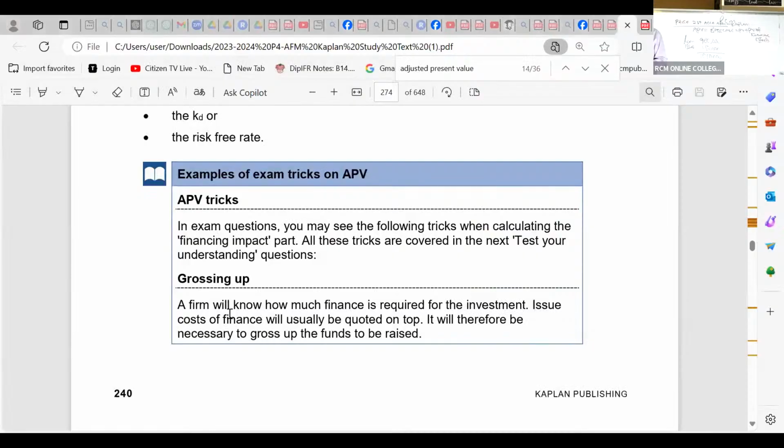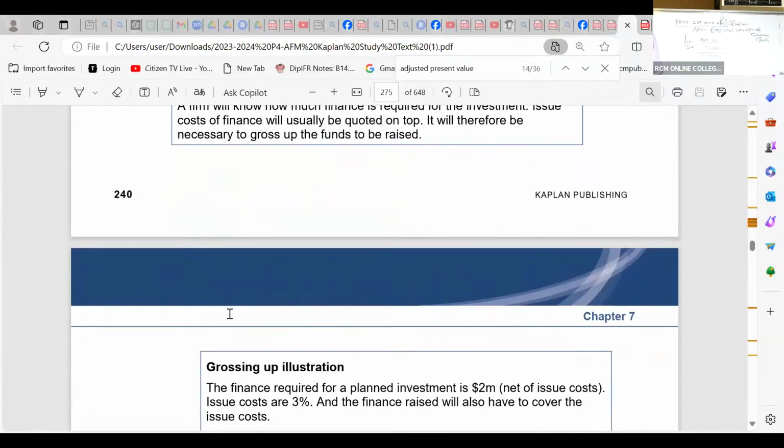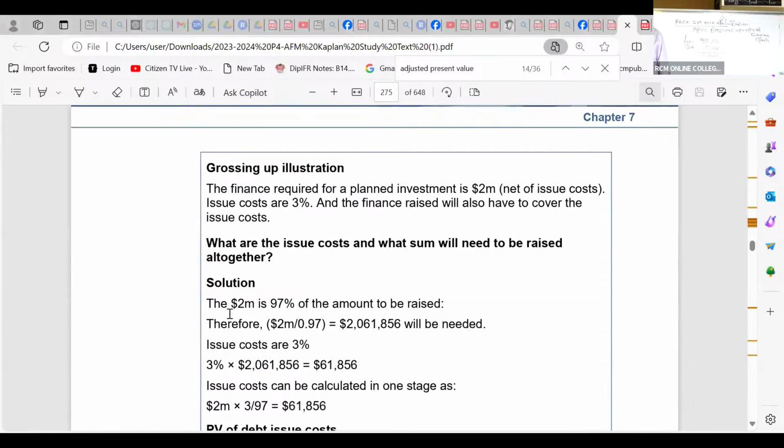Now, ladies and gentlemen, please listen here. So we are told here, grossing up illustration. The finance required for a planned investment is 2 million, net of issue costs. Issue costs are 3%, and the finance raised will also have to cover the issue costs. Then what are the issue costs and what sum will be needed to be raised?